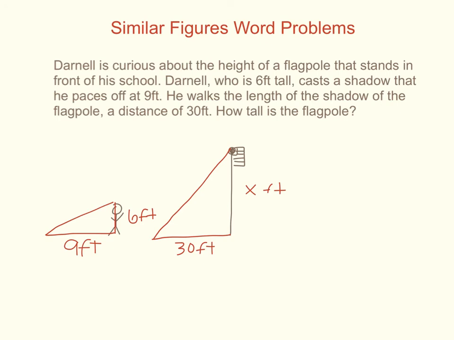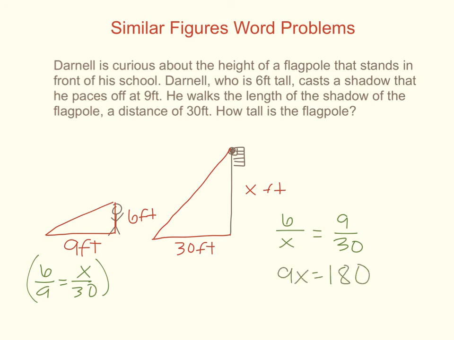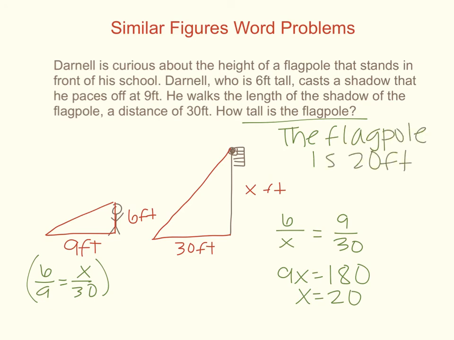So 6 over X is equal to 9 over 30. Or you could have set it up as 6 over 9 is equal to X over 30. Either way, you're going to get the same answer, okay? So if I do this, I get that 9X is equal to 180, or X equals 20. So how tall is the flagpole? The flagpole is 20 feet tall.